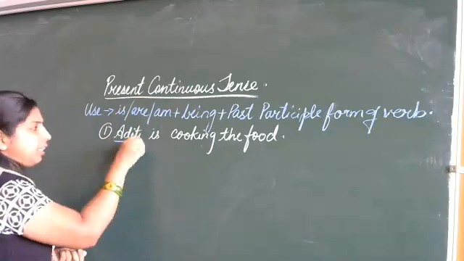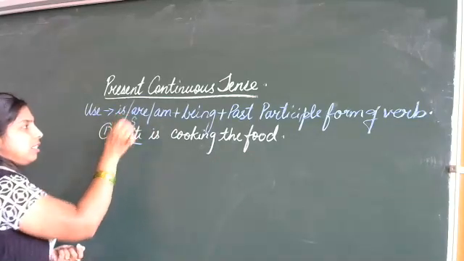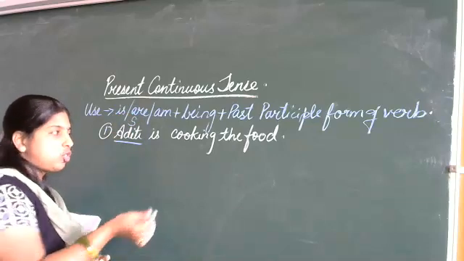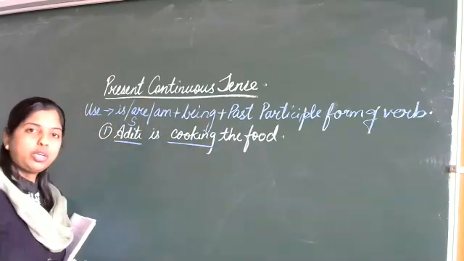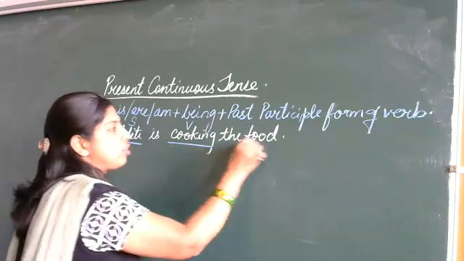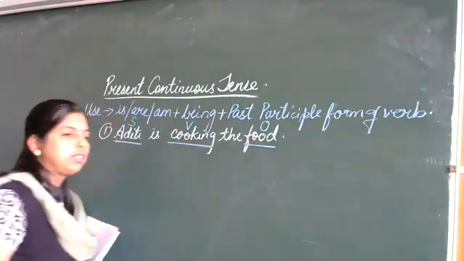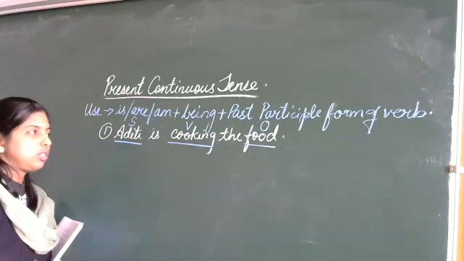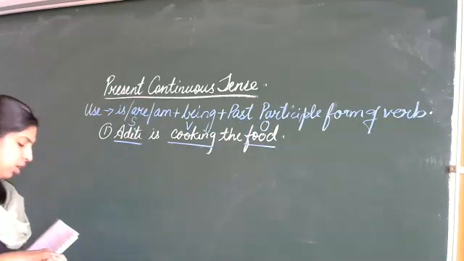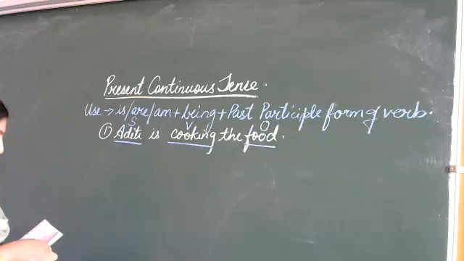Now here, Aditi is a subject. She is a doer. What action is she doing? She is cooking. This is a verb. What is she cooking? She is cooking the food. This is the object. So this sentence is in active voice. Now we need to change it to the passive.